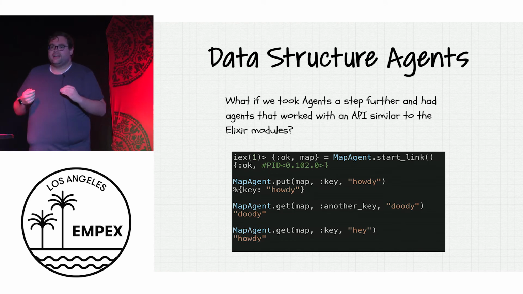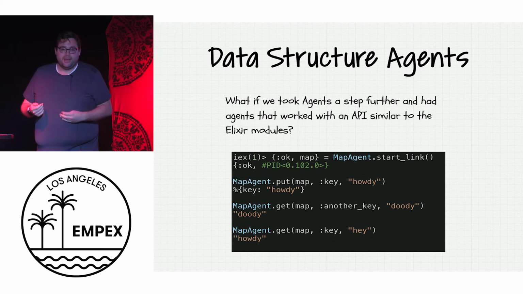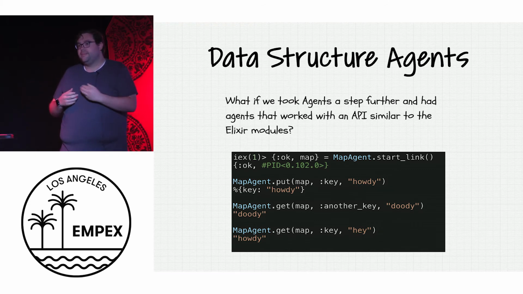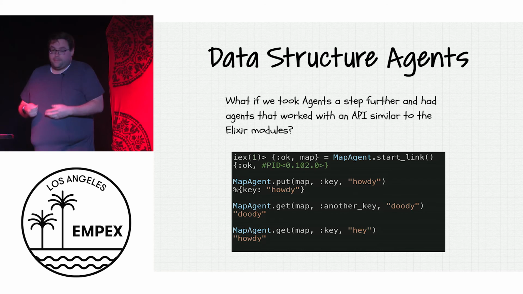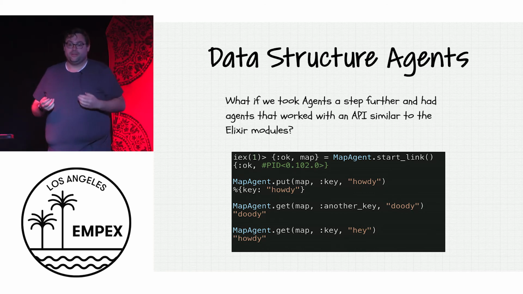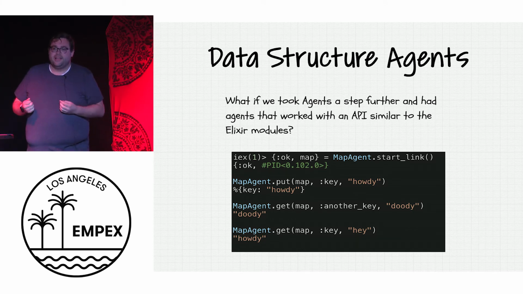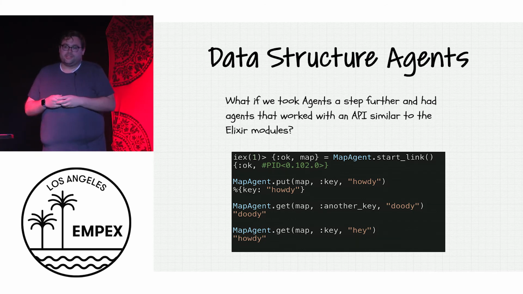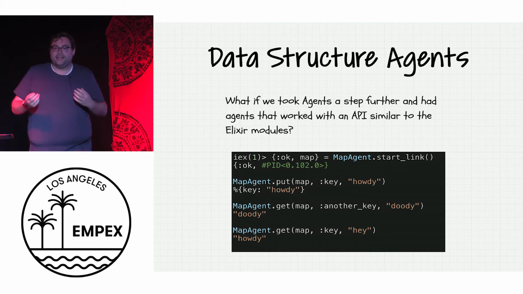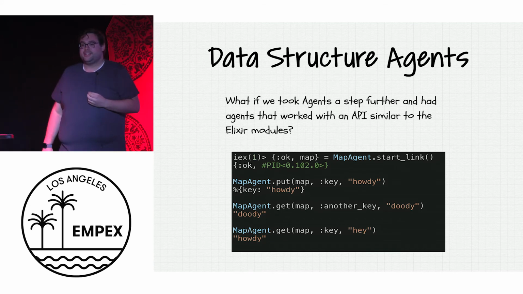What if we had agents that were wrapped around specific kinds of data structures? Maps are a common one. We use them all the time. I think it'd be really nice if we had a map agent. And it would be, in this case, like you just spin one up the way you'd spin up any agent, but it would expose an API that's basically the same as the Map module in Elixir, and you can just make modifications to this map that's wrapped in this process. And that would be really convenient, right?